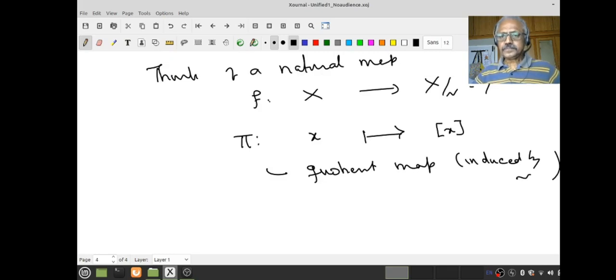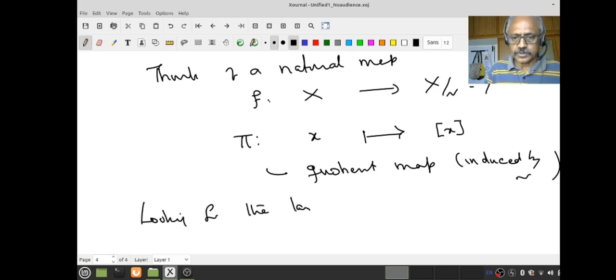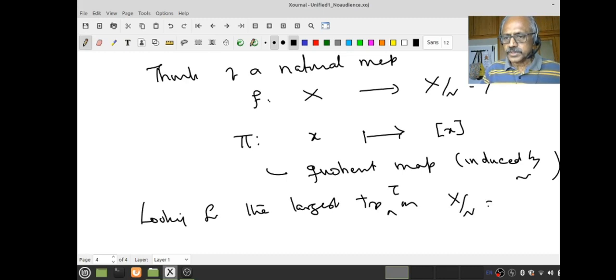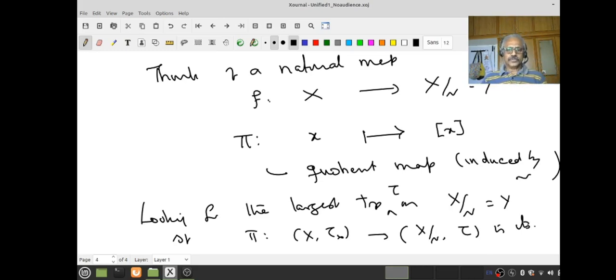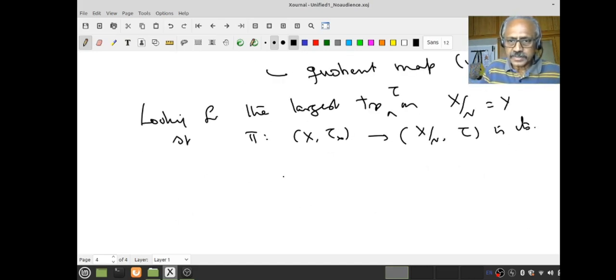Okay. So, now what do I want? What am I looking for? I am looking for the largest topology, call it tau, on the quotient set such that the map phi from (X, tau X) to (X tilde, tau) is continuous. Once you prove and give a concrete description of the largest topology, that is called the quotient topology. Now do you see those two cases? Please pause, review, proceed. Please understand.